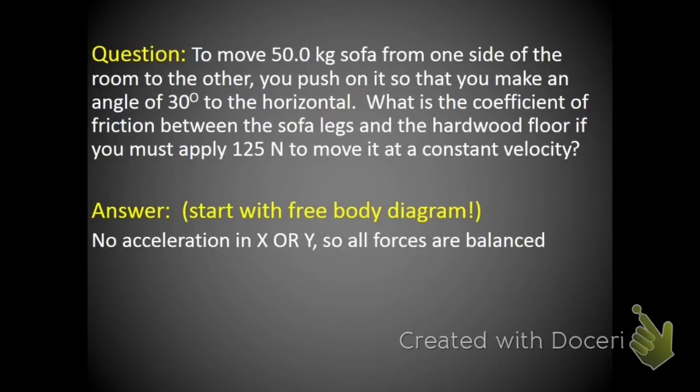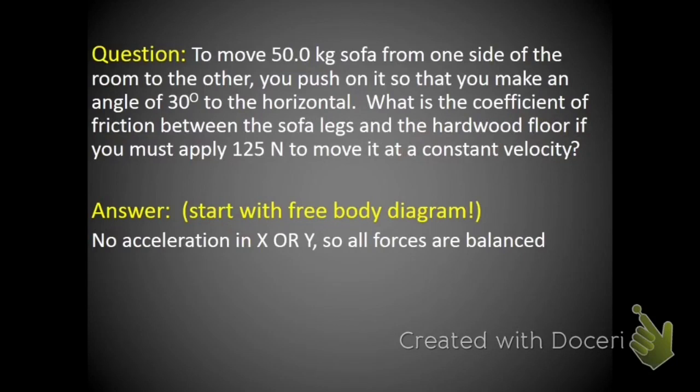All right, so let's look at another sample problem where we actually do some calculations. Say you want to move a sofa from one side of the room to another, and you're pushing on it at a downward angle. What coefficient of friction is there if you have to apply 125 newtons to move it at a constant velocity? This is something that shows up in a lot of problems that really means a lot, but is only a couple words. If it's moving at a constant velocity, that means there's no acceleration. So that means that all the forces in the x and y axis are balanced. And that's actually a lot of useful information.